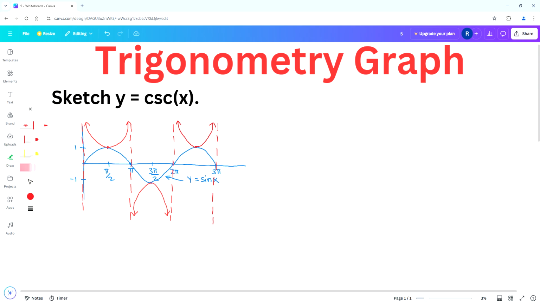So this is how we can continue sketching the curves between consecutive asymptotes for the graph of y equals cosecant x. So these are the steps you have to keep in mind to sketch y equals cosecant x.